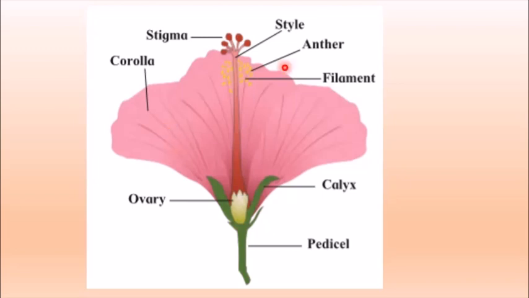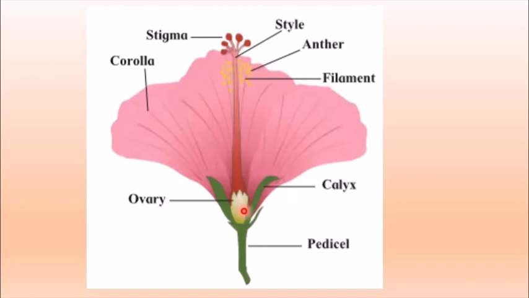So here you can see anther and filament. These yellow structures are the anthers, which are attached to the filament. So anther and filament are the parts of the androecium, that is the male reproductive part. Inside this anther, pollen grains are present. The other part is the stigma, and this straight line that you can see is called the style. And this light green structure is called the ovary. So stigma, style and ovary are the parts of the gynoecium and are the female reproductive part.